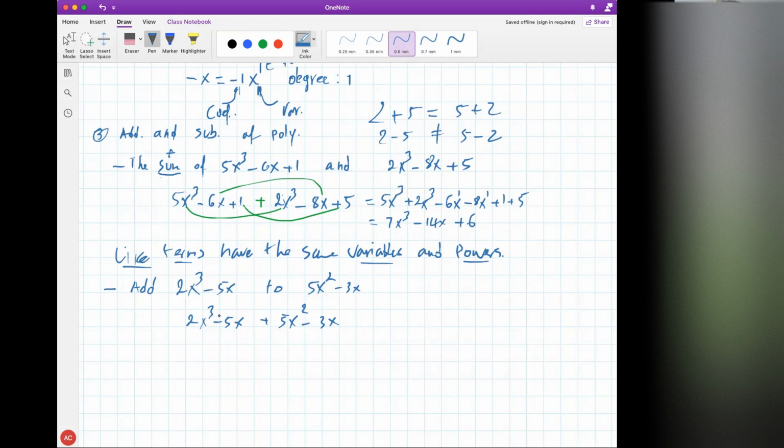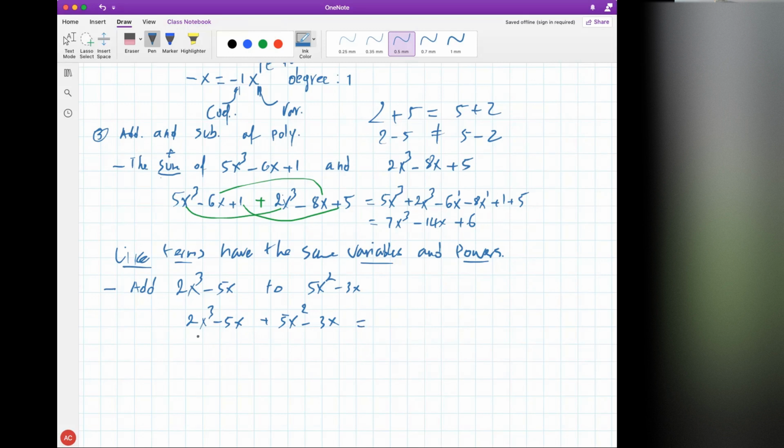Sum is the result of adding two things or more. Okay, so now we have another one here. You're going to combine the like terms. We're going to do 2x exponent 3 plus 5x exponent 2 minus 5x minus 3.